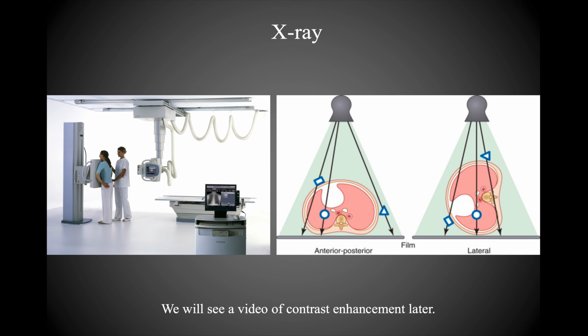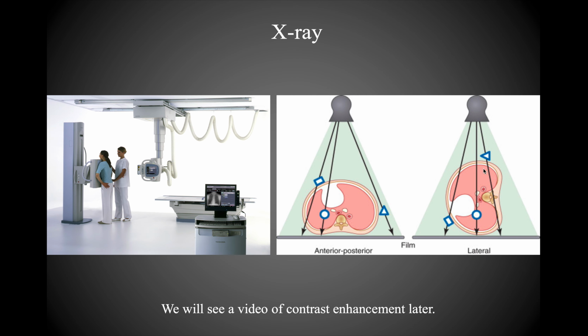So oftentimes multiple views, like say frontal and lateral, are going to be required with X-ray so that you're able to appreciate the relationships of these three-dimensional structures to each other. So you can see over here on the left, this is an AP view, so anterior posterior, where the beam is passing through the anterior surface of the person and emerging to the posterior surface. So that's a frontal view.